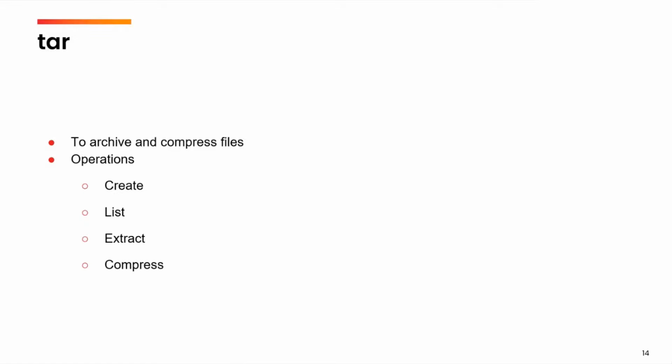Now, what kind of operations can we perform? You can create an archive, you can list the contents of the archived file, and you can extract the archived file. Also, we can use the tar command to compress the files. So, all these things can be done with the tar command itself. Now, let us see with an example how we can do each of these operations.